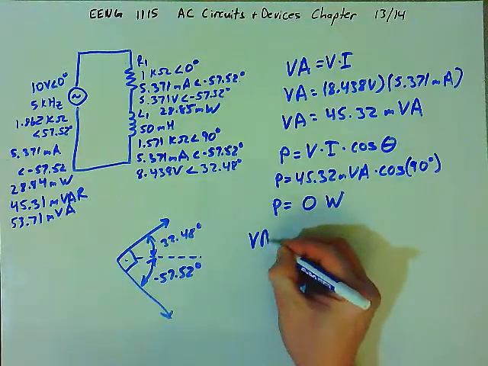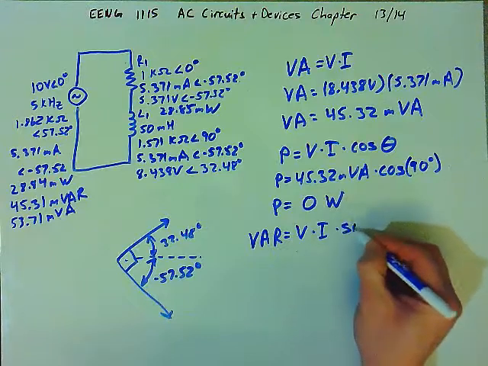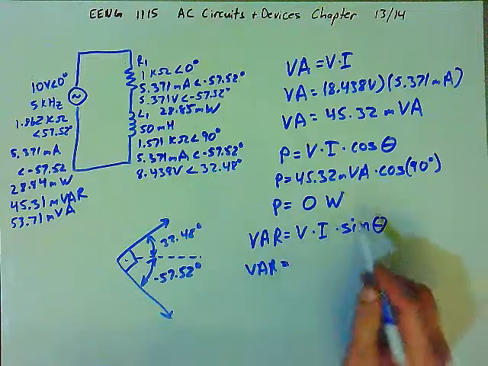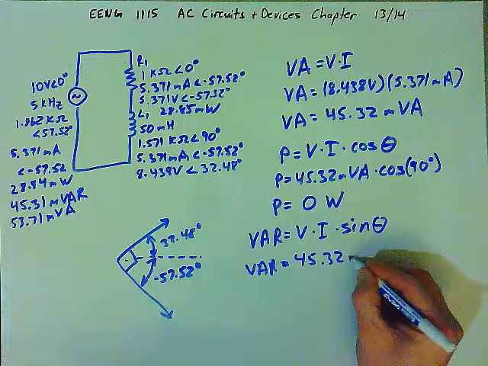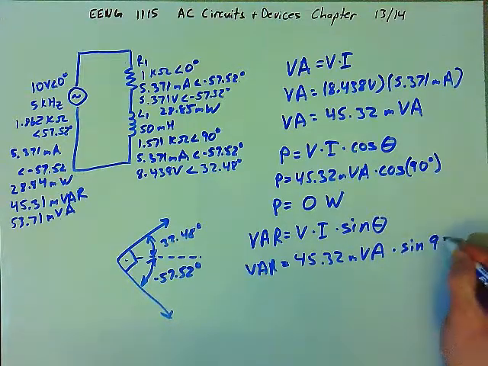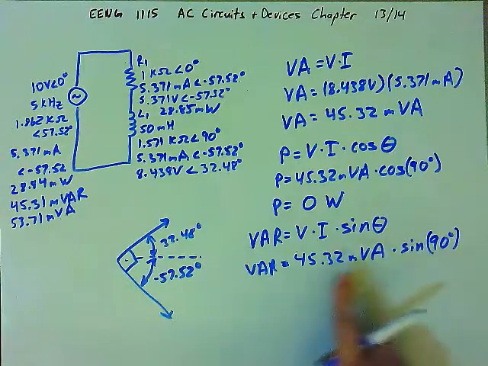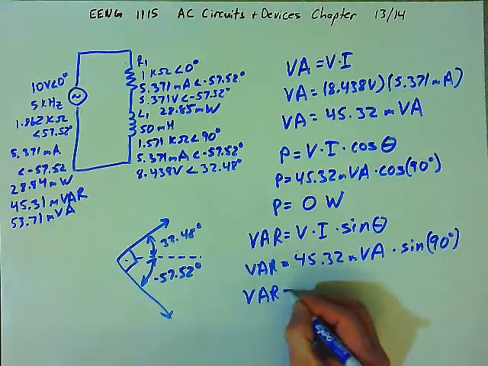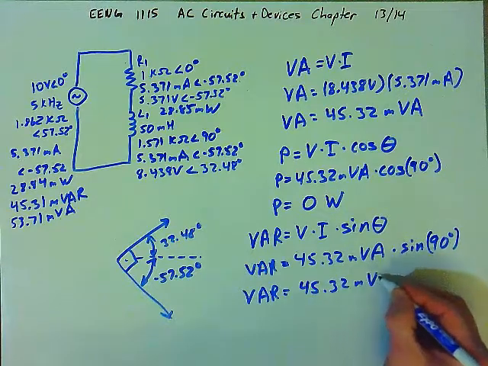Now if we look at the var, we will have the voltage times the current times the sine of the angle. Again, the voltage times the current will be 45.32 millivolt amps. We're going to be multiplying by the sine of the angle, which is 90 degrees. The sine of 90 is 1, and so when we multiply 1 times any number, we just get that number. We will have 45.32 millivar.